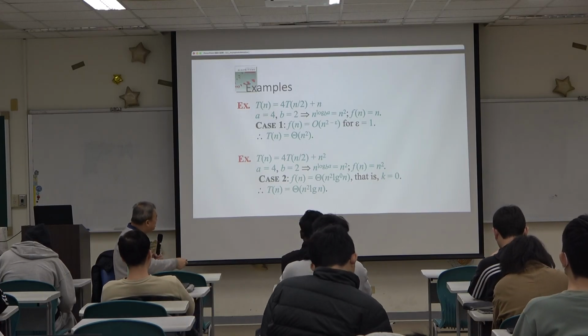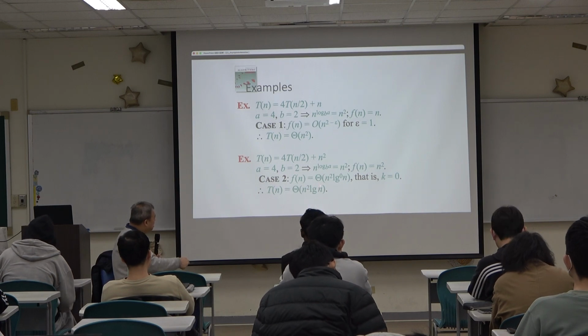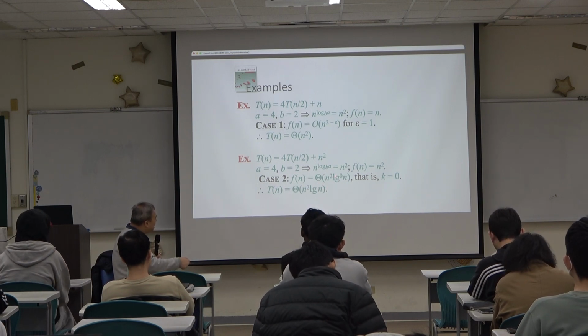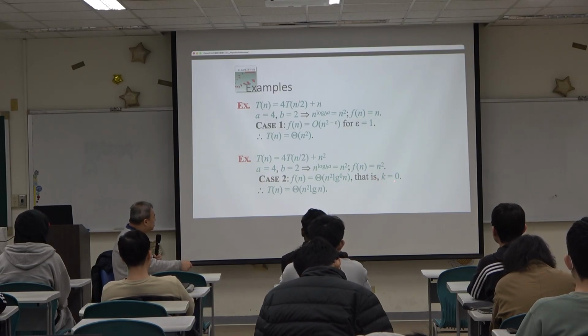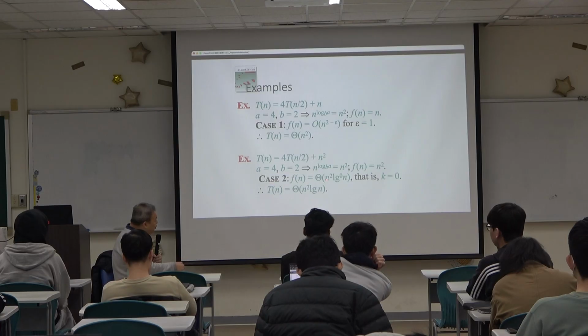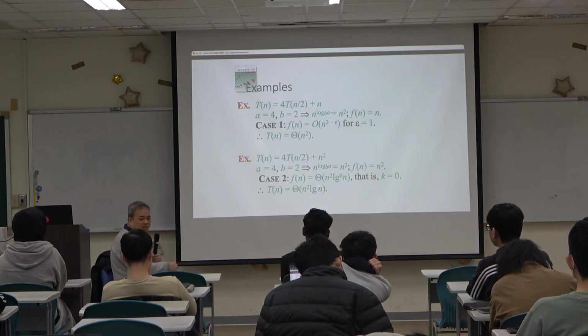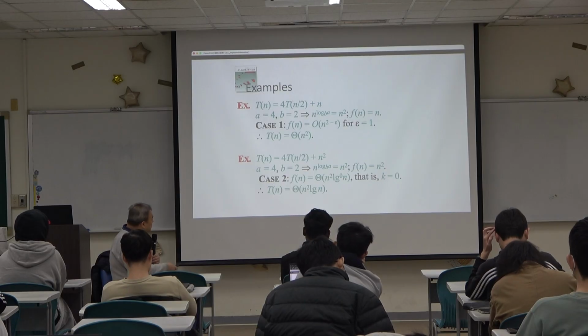In this case, you can also write f of n as n squared times log n to the power of 0, which means k is 0. So T of n will be n squared log n, just adding 1 to the power of k. That's it, okay?